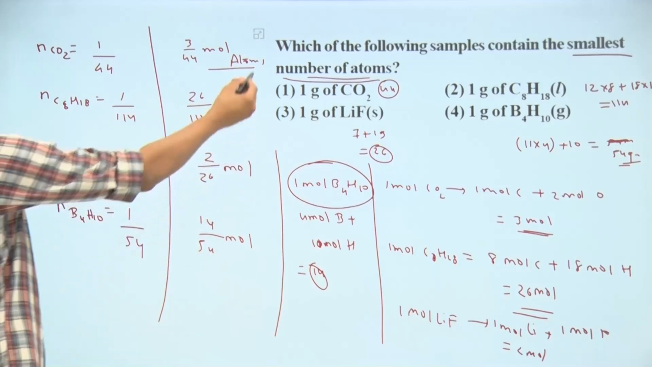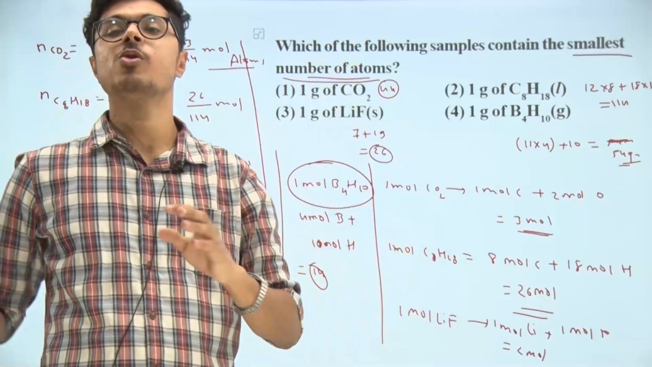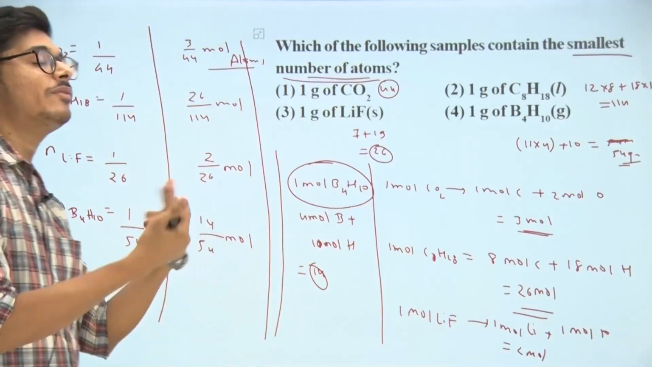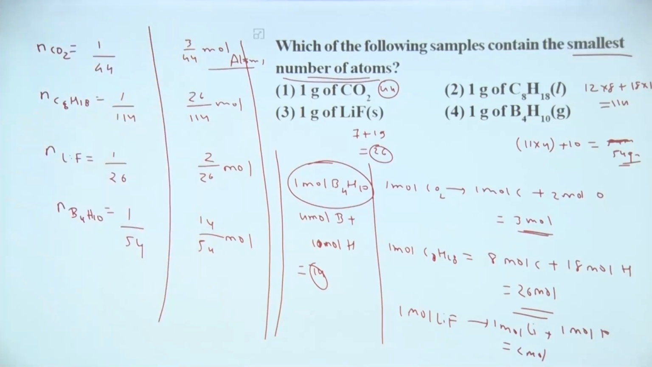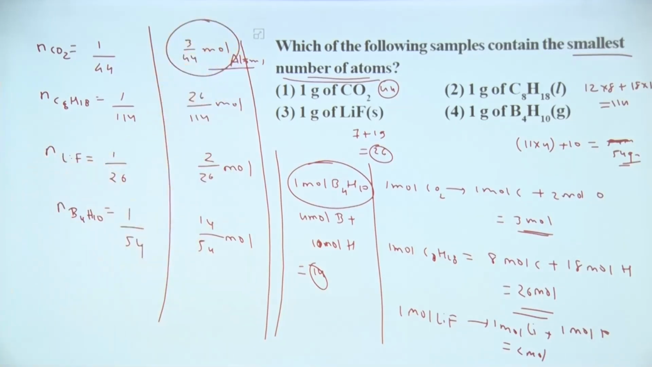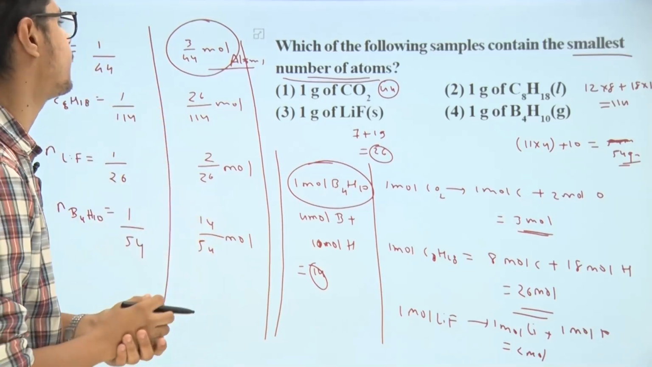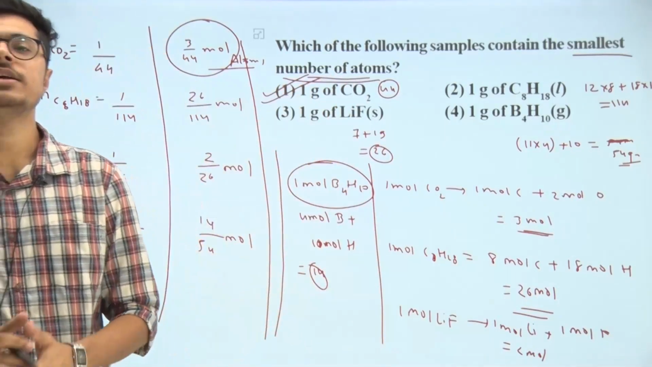Okay, these are the number of moles of atoms. If the number of moles is small, then the number of atoms will also be small. So which one is the least? Here you can see 3 upon 44 is the least among all of them. So our correct option is option number 1, that is 1 gram of CO2.